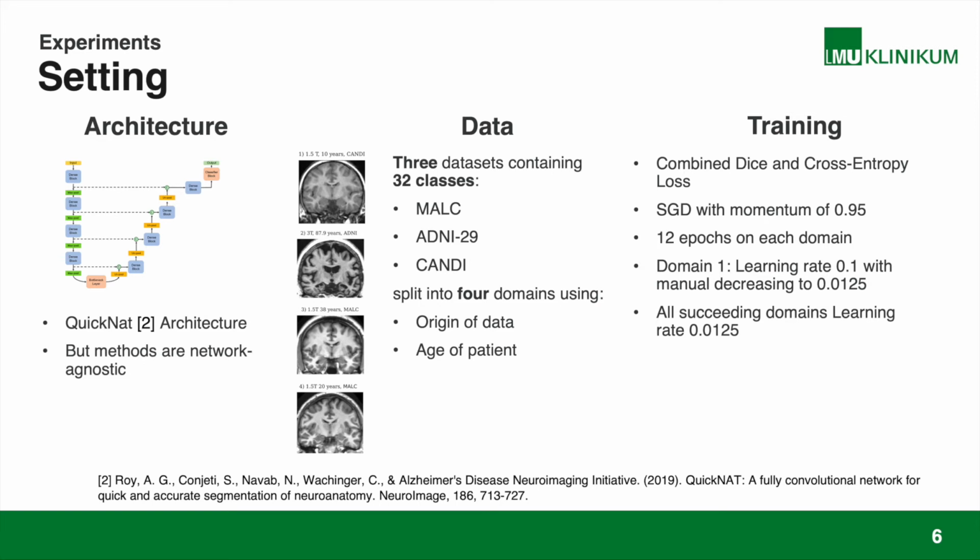For example, our first domain contains scans of the CANDY dataset with an average age of 10 years, and the second domain includes patients of the ADNI dataset with average age of 88 years. We trained the networks using a combined cross-entropy and dice loss and use SGD with momentum as optimizer. We train for 12 epochs on each domain and start with a higher learning rate on domain 1 and reduce the learning rates for the succeeding domains.